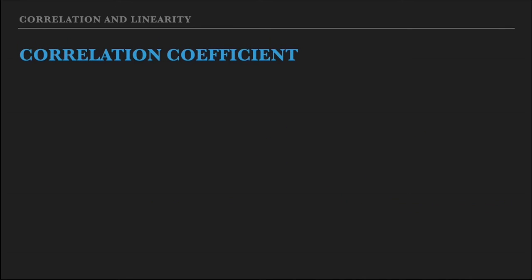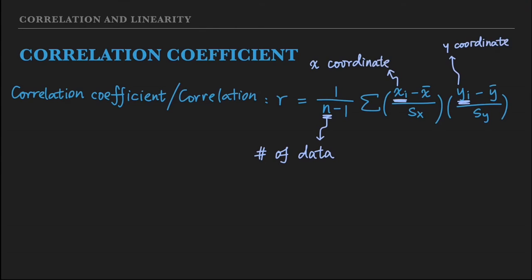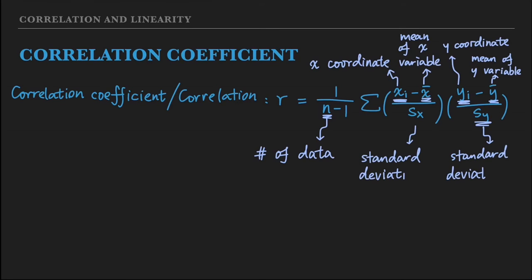The correlation coefficient, sometimes simply called the correlation, is designated by R. It is defined in terms of the means and the standard deviations of the two variables x and y. The formula is R equals the sum of the products of the corresponding z-scores of the two variables divided by n minus 1, where n is the number of data. The xi and yi are the data values of the x and y variables, respectively, the x bar and y bar are the respective means, and the sx and sy are the standard deviations.